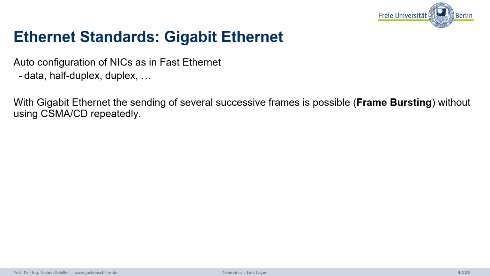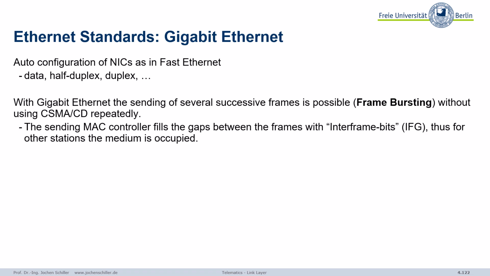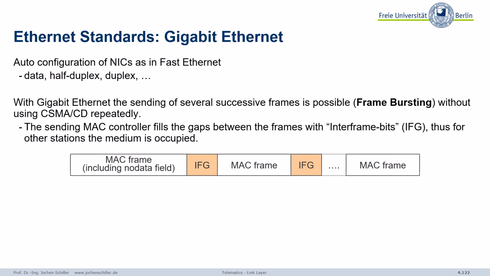So if you notice that you have several frames, why not concatenate them? Sending no data is not that nice. So why not concatenate several MAC frames, and then there must be something in between, so you just have frame, frame, frame, and in between there are so-called interframe bits. That's a gap, this interframe gap, and then you have something going on the medium, so that all the other controllers will notice there's something going on, and we are not allowed to access the medium.